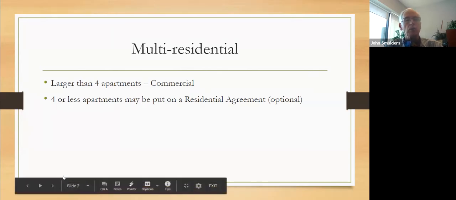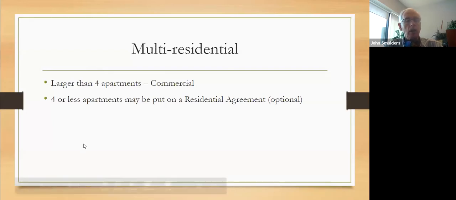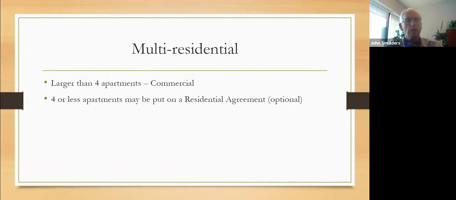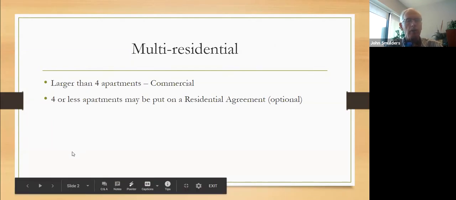So do remember, 5 apartments or more, you're required to put it on a commercial form, which would be commercial form 500. Of course, we did go through the different forms and the types of forms earlier, I believe in the 5th or 6th session. So if you need a review of that, go back to the 5th or 6th session and we'll have that covered for you.